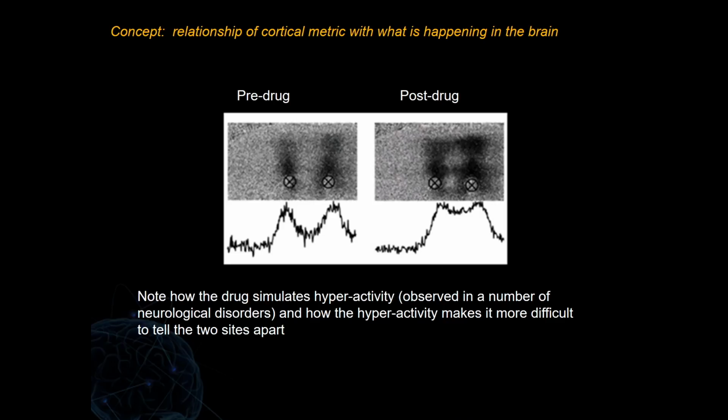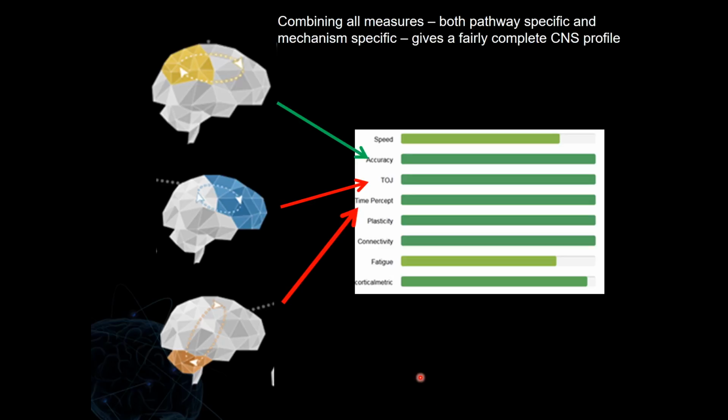Now that we have the concept down, we want to look at what we do with the one number that we got in our amplitude discrimination task. In this case, this is the pathway or the task that was used, tasking this part of the brain, and that contributes to our accuracy measures. Different measures contribute to different cortical metrics. So we have speed, accuracy, temporal order judgment, timing perception. All of these tasks use either different mechanisms or different pathways. They target different functions of the brain.